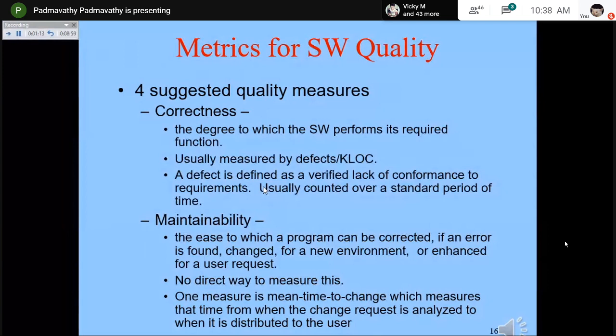Then the last measure is maintainability. It is the ease with which a program can be corrected. If you identify a defect, how easily does it give you a chance to correct it, evaluate it and modify it? If an error is found, it can be changed for a new environment, or the software is good enough to be enhanced and modified.